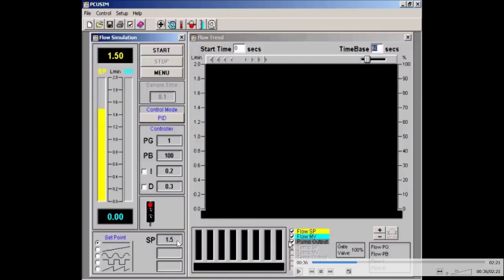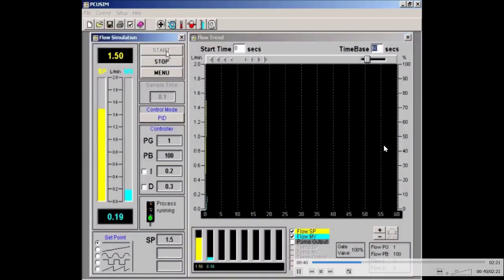Okay, this is the set point. Set point is the value at which you want your pump to work, for example I want my pump to work to produce 1.5 liters per minute. Okay, and this is the measured value. So let's start.